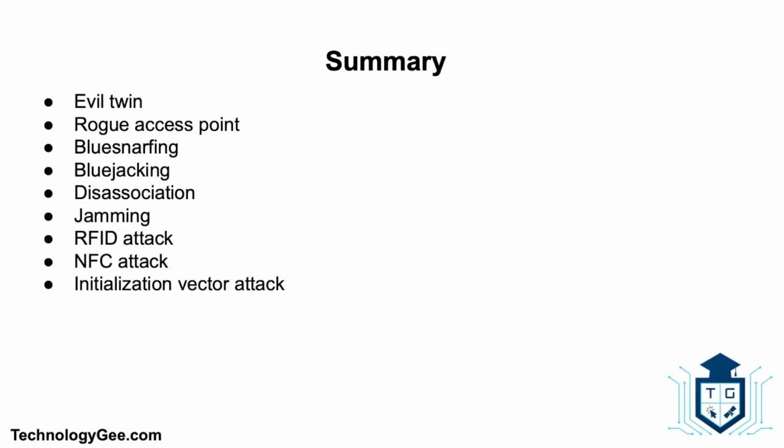All right, so in summary, we have talked about wireless network attacks such as evil twins, rogue access points, bluesnarfing, bluejacking, disassociation, jamming, RFID attacks, NFC attacks, and initialization vector attacks.